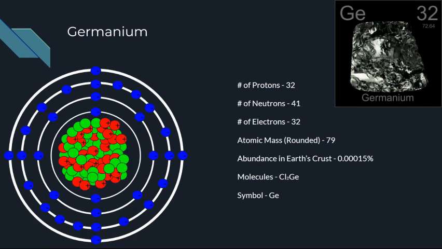Germanium. There's 32 protons, 32 electrons, then 41 neutrons. So the neutrons outnumber the protons and electrons. Not combined, though. The atomic mass is rounded to 79. The abundance in its crust is really low, 0.00015%. Molecules include GeCl2, and the symbol is Ge.